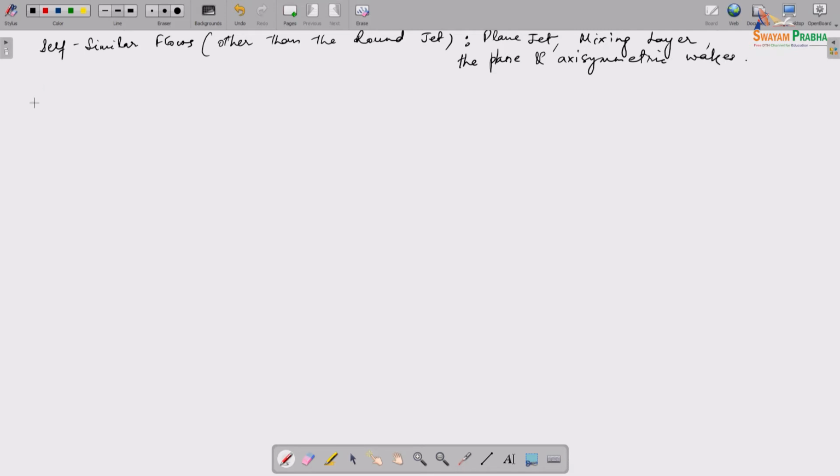So let's just do that. So I'm going to start with the plane jet, okay. So this is something that we've touched upon earlier. So you might sort of remember or find some similarity at least. Okay, so you actually have the jet coming out, right?